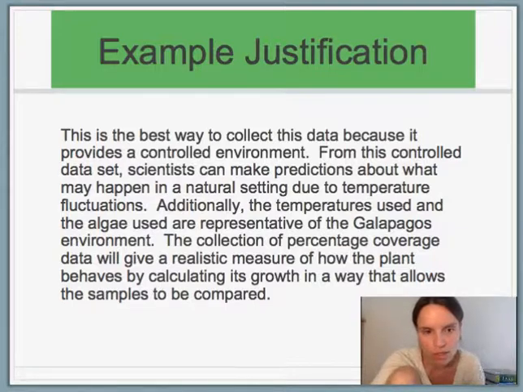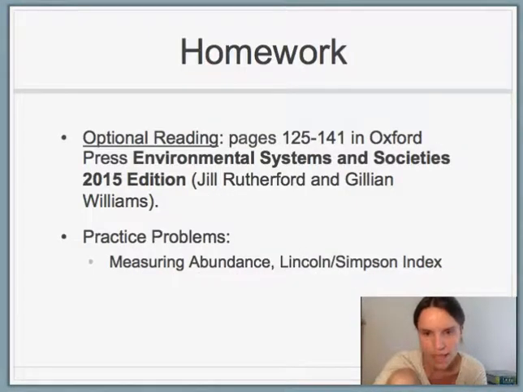Now we are going to move into the homework. If you're following along in the book, the reading for this presentation is pages 125 to 141. And then you have 3 practice problems. One for measuring abundance, one Lincoln index problem, and one Simpson index problem.